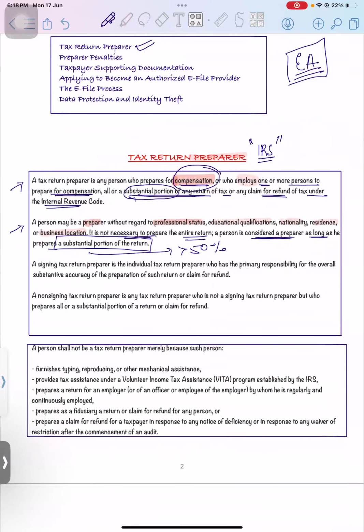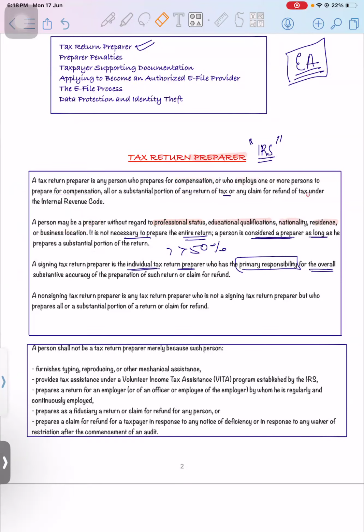The signing tax return preparer is the individual tax return preparer who has primary responsibility for the overall substantive accuracy of the preparation of such return or claim for refund. So the CPA who is actually going to sign the return, who is going to put his license number and all, will be the primary responsible person. Okay, clear guys? Any questions till now? These three points are very simple and easy to remember.